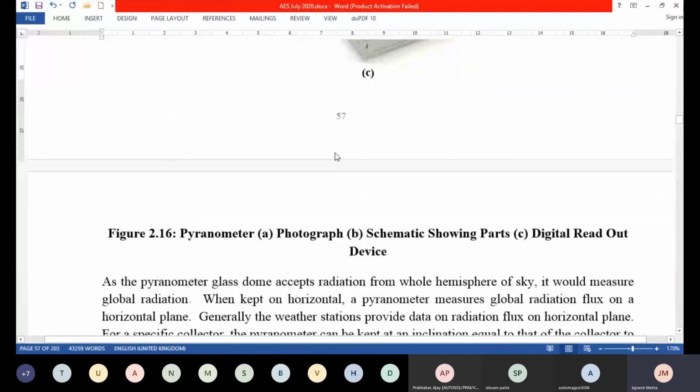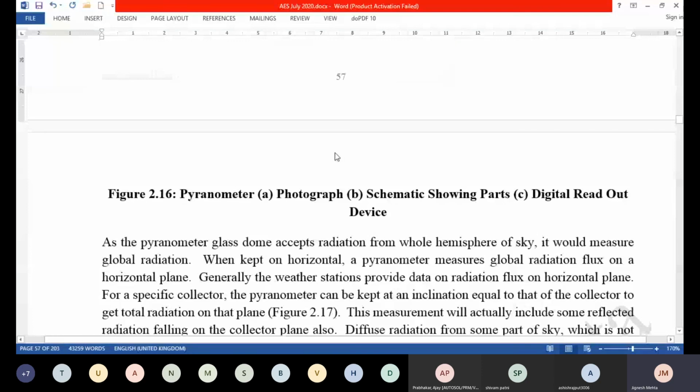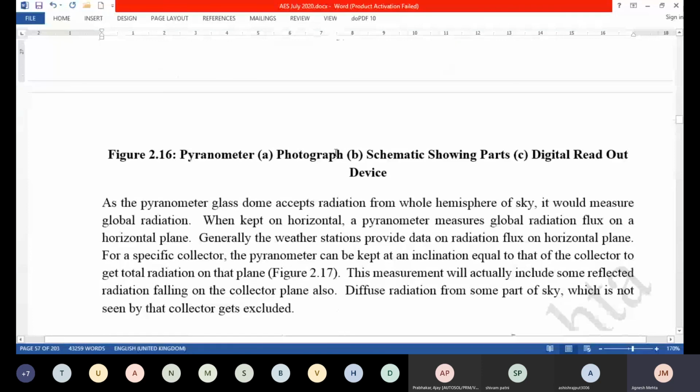Okay, so this is one of the devices used to measure the total radiation or global radiation, which is the sum of direct or beam radiation and diffuse radiation. Right. If there is a weather station, you might know that at different locations the weather department has put up different instruments. For measuring solar radiation, the pyranometer is one of the most important instruments.